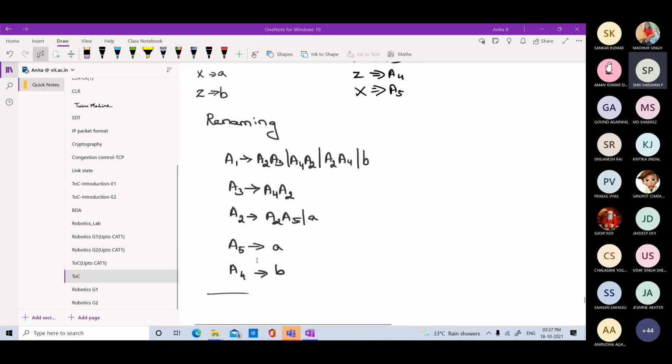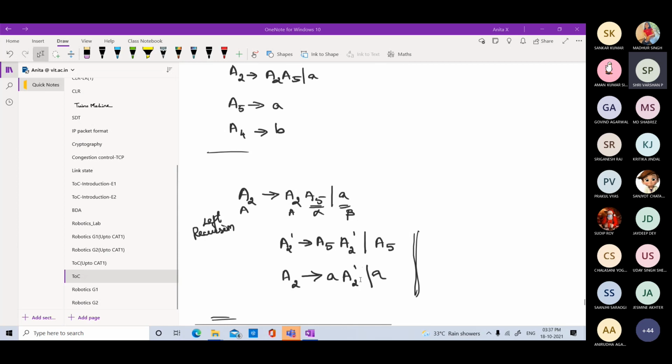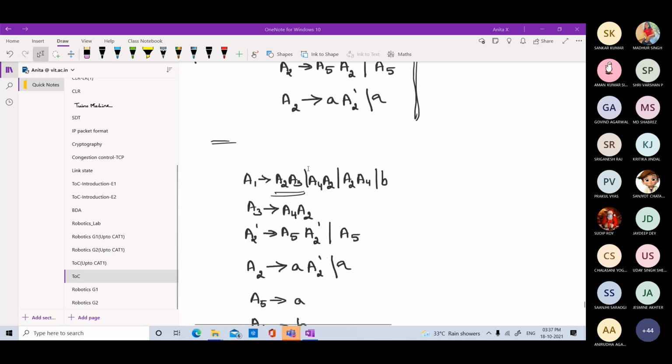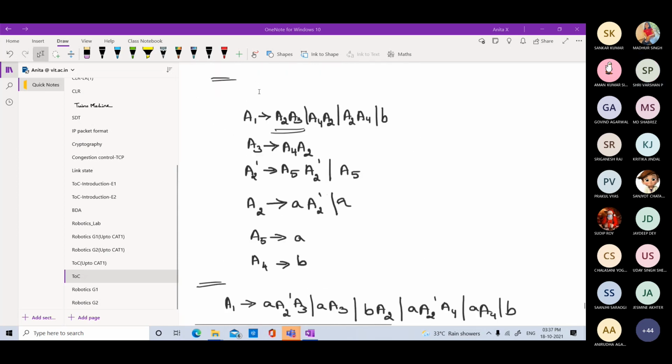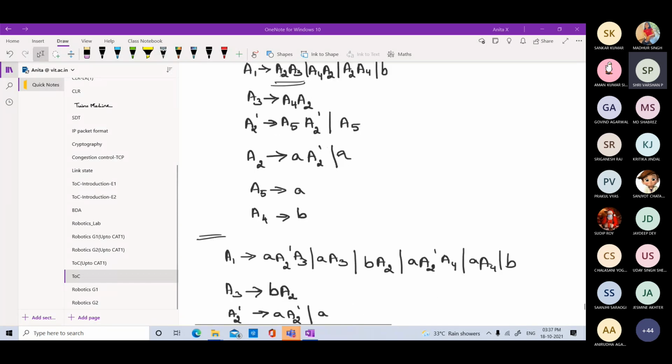I have rewritten all the productions over here again: A1, A3, A2 dash, A2, A5, A4. Here all the productions satisfy the condition that if a production is of the form Ai derives AjX, then i is less than j. Now we can proceed with the next step, that all the productions should start with a terminal symbol. Here we have to replace with the productions of A2. That is what we have done here.